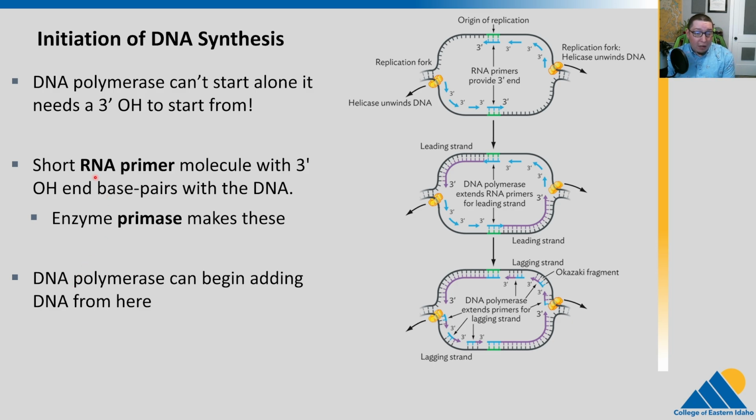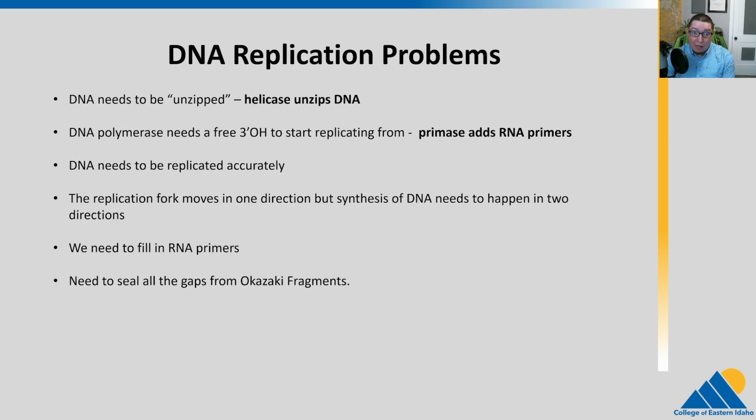So DNA polymerase works off of the primers that are provided by the enzyme primase. So that solves our second problem here. DNA polymerase needs a free 3' OH. Primase makes those RNA primers, which give us those 3' OHs.